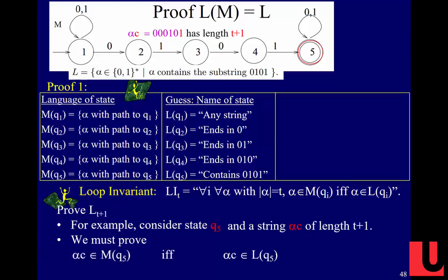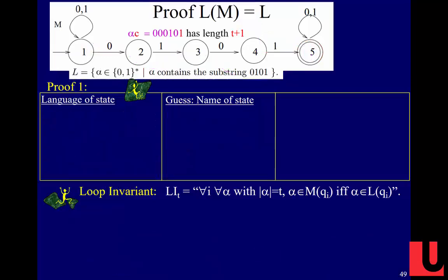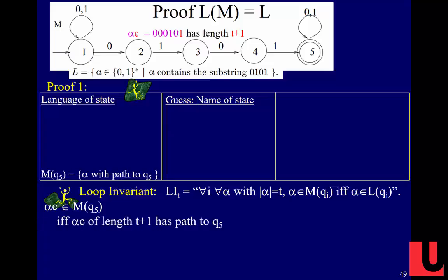And what must we prove? Well, we must prove that if there's a path of length t plus 1 to state 5, then it has to have the property for 5, if and only if. So if there's a path, then it has to have the property. Everybody following this? So there's our property. We wiggled it. Now we're going to just crank out a proof.